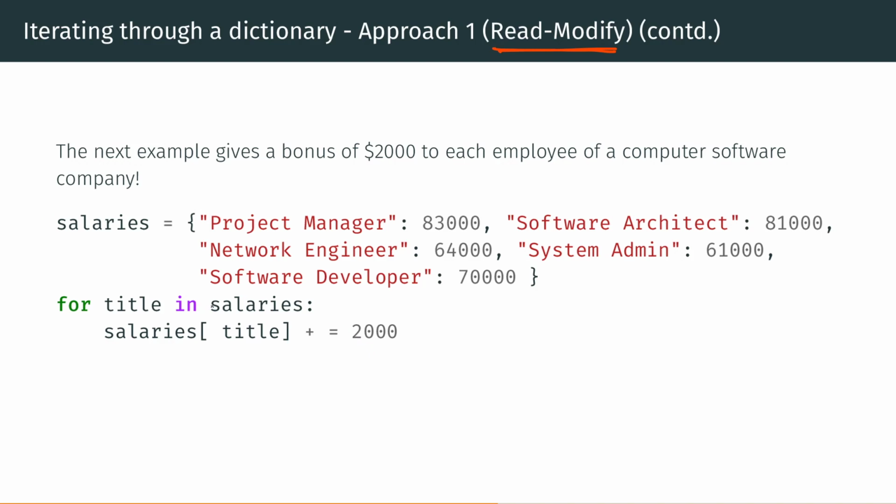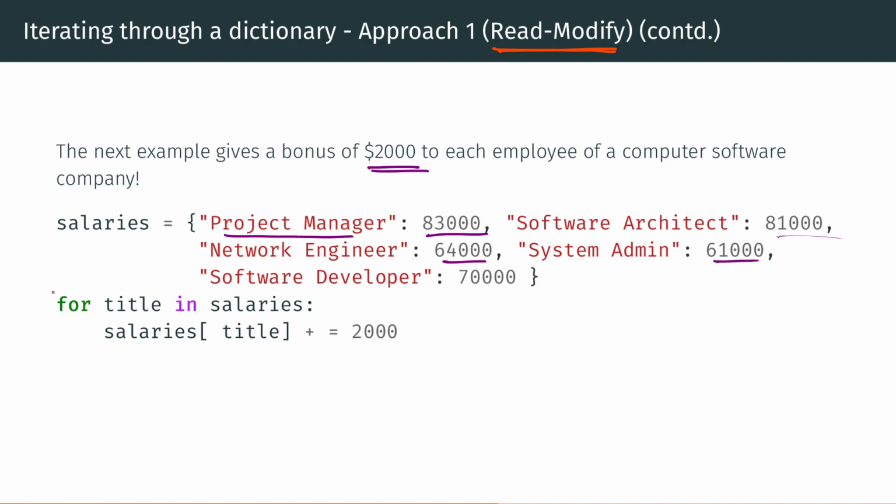So the dictionary here is a collection of roles and salaries. What you want to do is give a $2,000 bonus to each of the employees. So you have a project manager, that's the key, and the value corresponding to that is 83,000. And then you have software architect, and the value corresponding to that is 81,000, and so on and so forth.